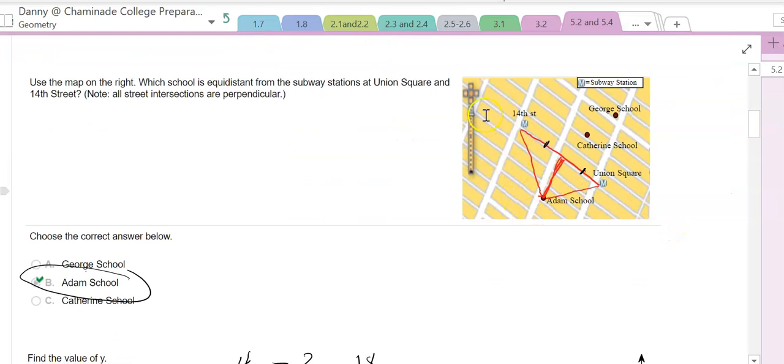Here we have a drawing. I just made it evident that we're looking at triangles, so we can say that these things are equidistant from each other. Same thing here: the distance from 14th Street to Adams School and Union Square is equal, because if we look at the distance here, we drop down a perpendicular bisector.